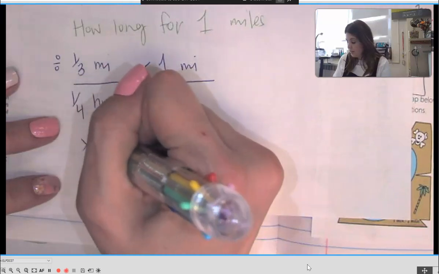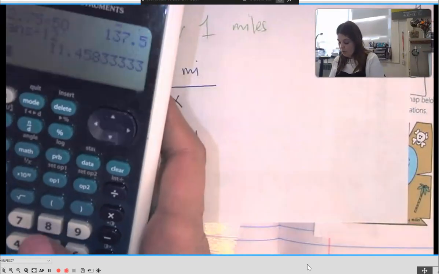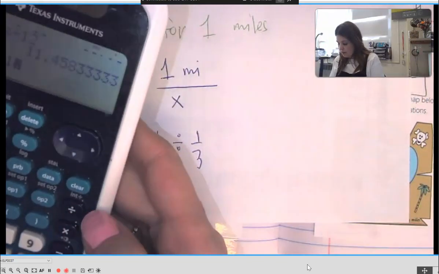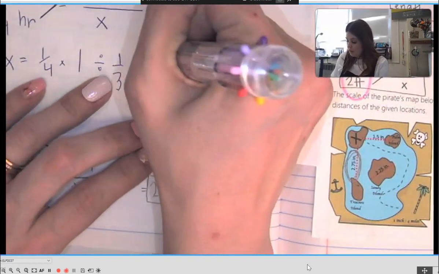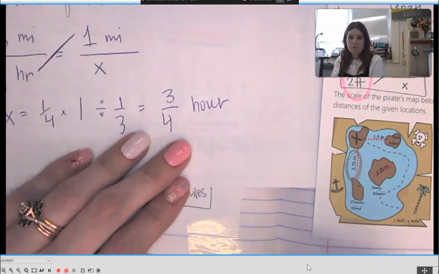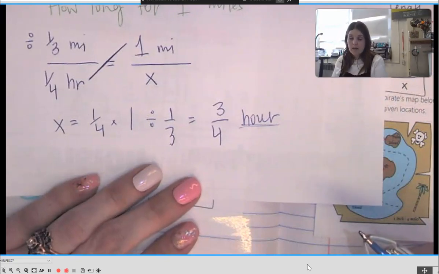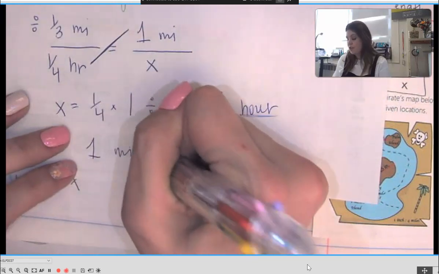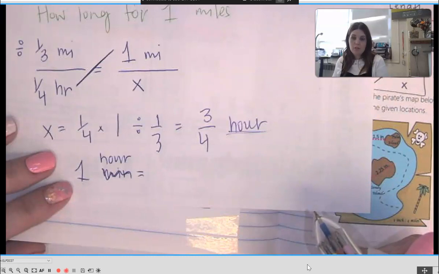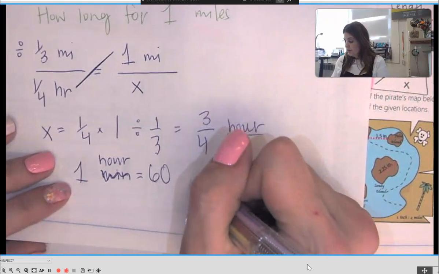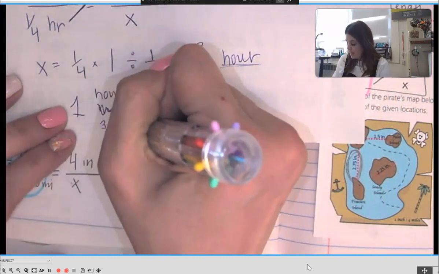So what I'm plugging into my calculator is 1/4 times 1 divided by 1/3. That gives me 3/4. But we have to be careful because this is 3/4 of an hour. Okay? Well, I need it in minutes. So I have to ask myself, how many minutes is in an hour? So the last question that we need to answer to get this right is, how many minutes are in 1 hour? I'm giving you a second to think about that. How many minutes are in 1 hour? 60 minutes.